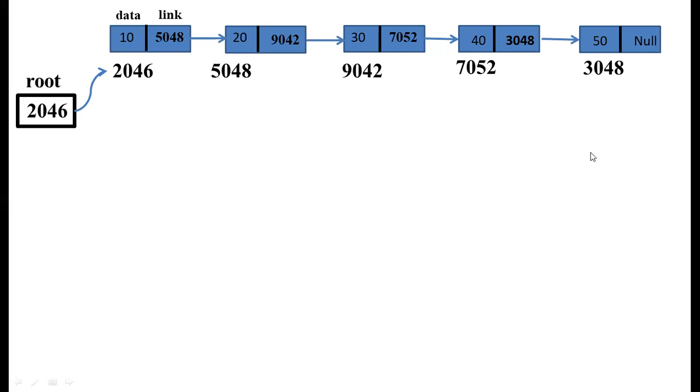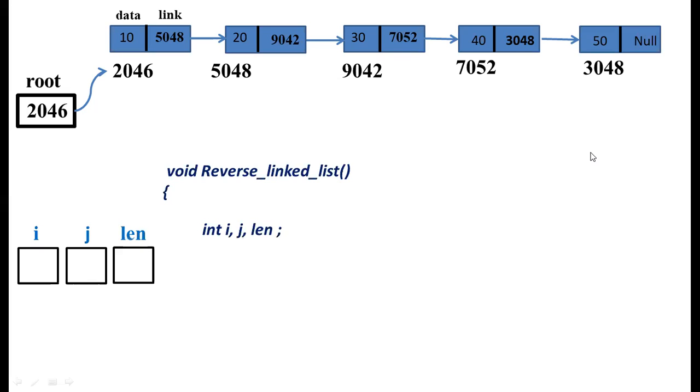So now let us write the method or the function for implementing the reverse of the linked list. So void reverse linked list function. Here we declare two variables i and j of integer type and declare one more variable len, which is of integer type. Next, we need to find the length of the list by using the length function. So len is equal to length.